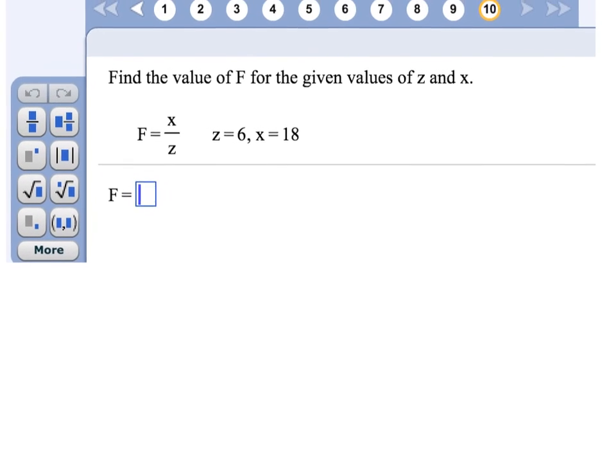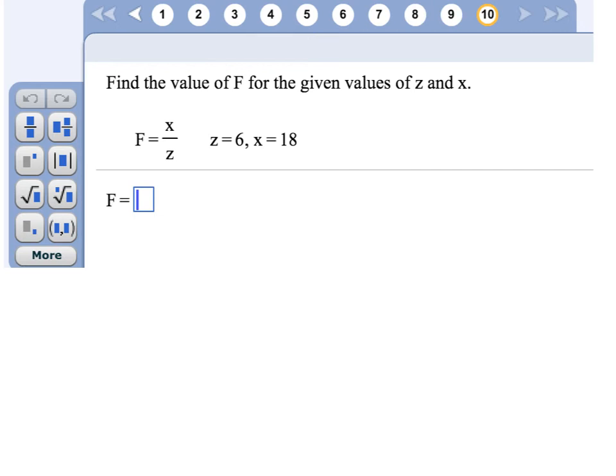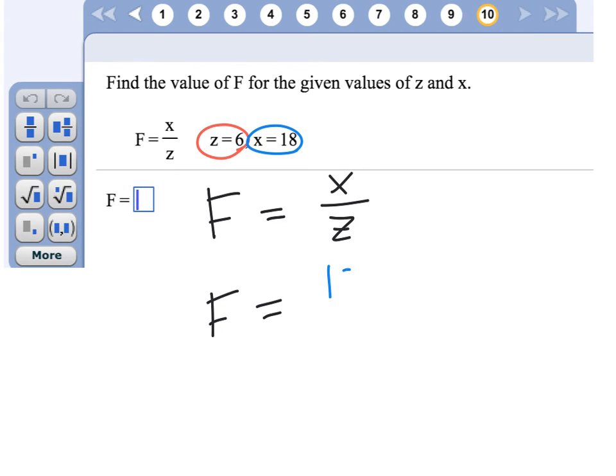Find the value of f for the given values of z and x. So we've got this funky formula, f is equal to x divided by z. But we're told that z is 6, and we're told that x is 18. So f is equal to, and then we're going to replace the x with 18, and we're going to replace the z with a 6. And so now you get 18 divided by 6. Well, we know that's 3. So you've got this f.